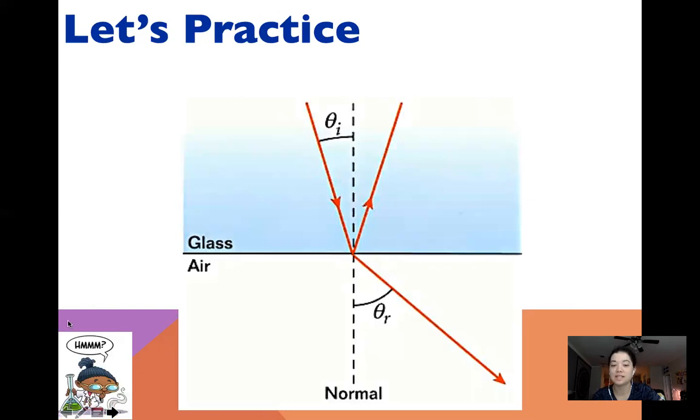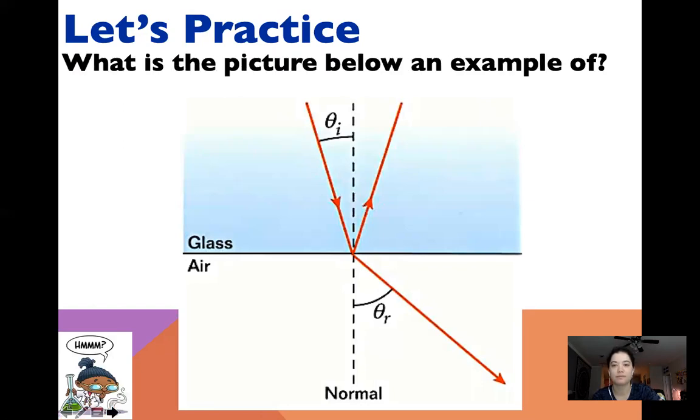All right, what's this an example of? Here we actually have two things happening. We've got reflection right up at the top because the light wave comes in and bounces back out. But we also have an example of refraction because some of the light waves come in and travel through the medium and are refracted down here.